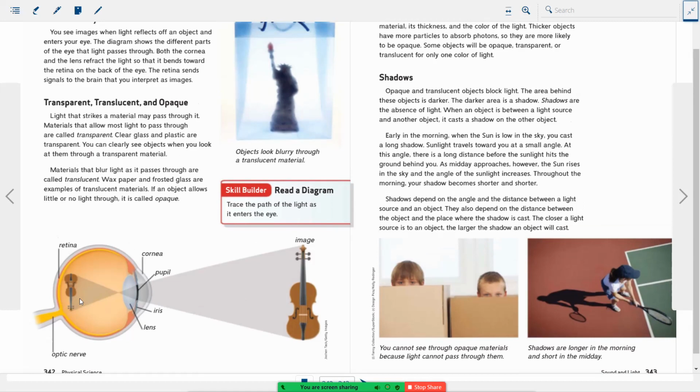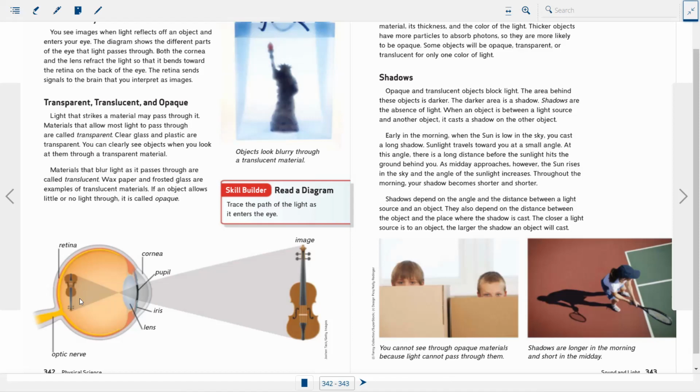Transparent, translucent, and opaque. Light that strikes a material may pass through it. Materials that allow most light to pass through are called transparent. Clear glass and plastic are transparent. You can clearly see objects when you look at them through a transparent material. So remember, transparent means clear or see-through.